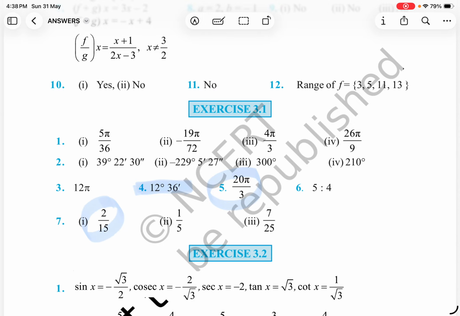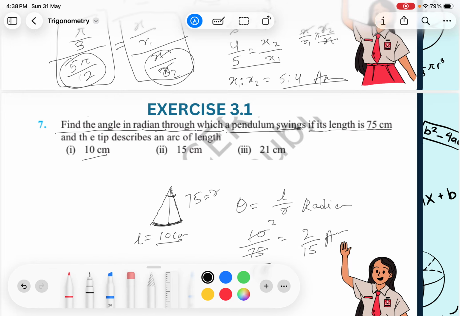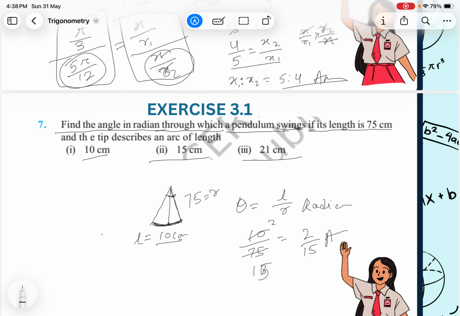2 by 15. Okay, I will just leave the two questions for you. You have to just change here. Instead of 10, now you can put 15 and here 15. Then you can see what you are getting here.